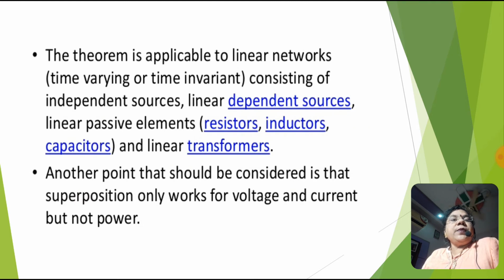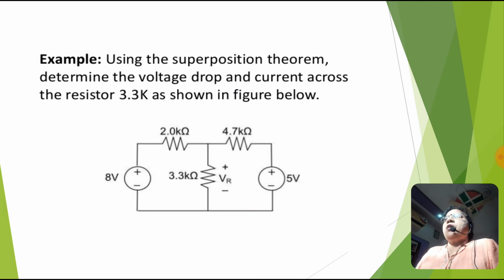Now the theorem is applicable to all linear networks. They may be time varying or time invariant, consisting of independent sources, linear dependent sources, and linear passive elements like resistors, inductors, capacitors and transformers; they all are linear components. Another point to consider is that superposition only works for voltage and current but not for power. So whenever power is involved, you should not apply this theorem.